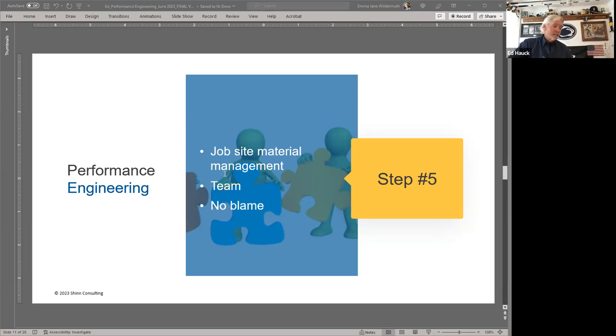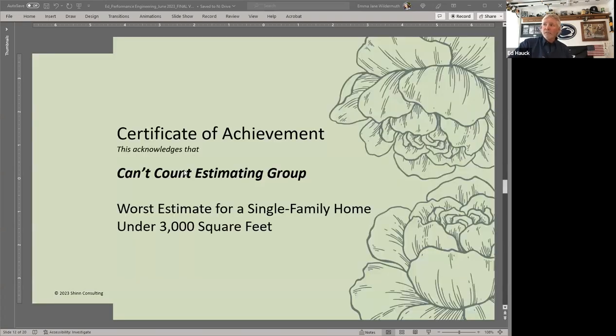So the next is, and I do this all the time, kind of as a joke, certificate of achievement, estimating group. The worst estimate for a single family home under 3,000 square feet. This sounds like a Home Builders Association awards function, but it's not. I've got to have the best estimates, not the worst estimates. And by the way, that means sometimes my estimator has to go in the field. I ask the estimators all the time, you get out in the field. More often than not, they say no.